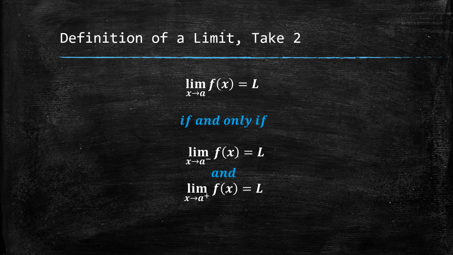The if and only if means that this definition goes in two directions. So if you can establish that the limit from the left and right exist and are equal, you can then conclude that the overall limit of f of x as x goes to a exists and is equal to L also, and vice versa. If you know that the limit of a function exists as x approaches a particular value, then you know that the left and right limits also exist and equal that value.